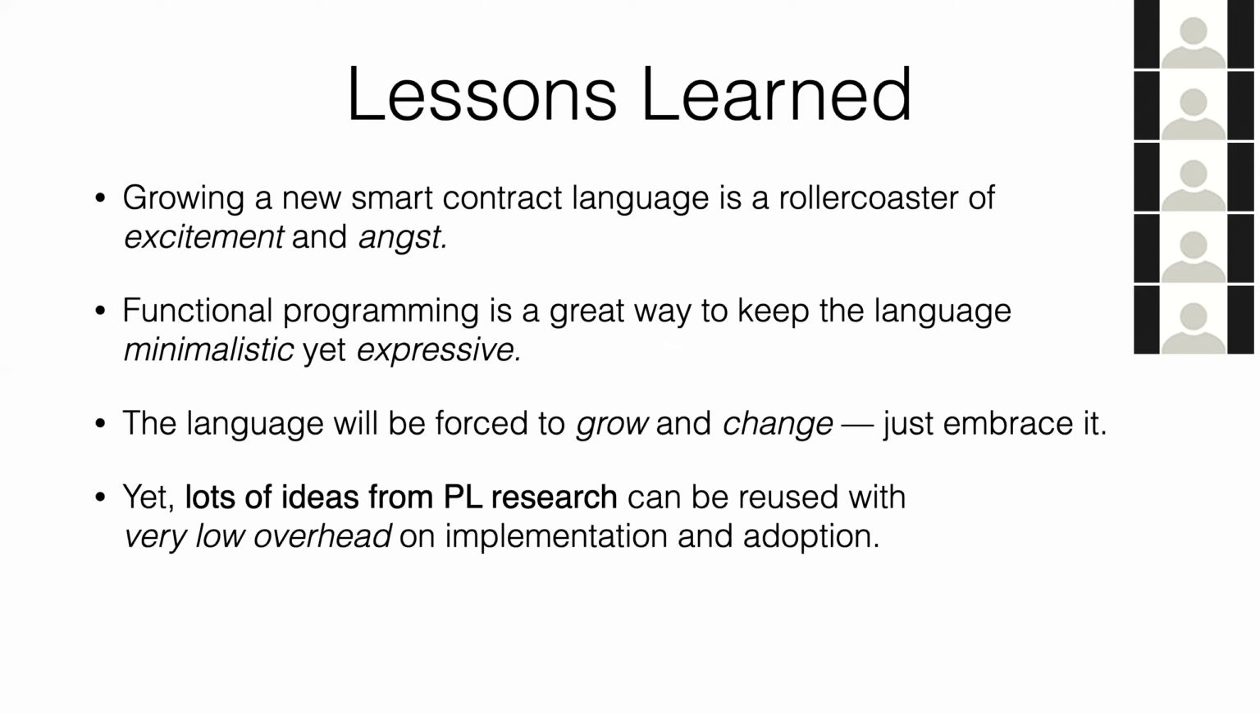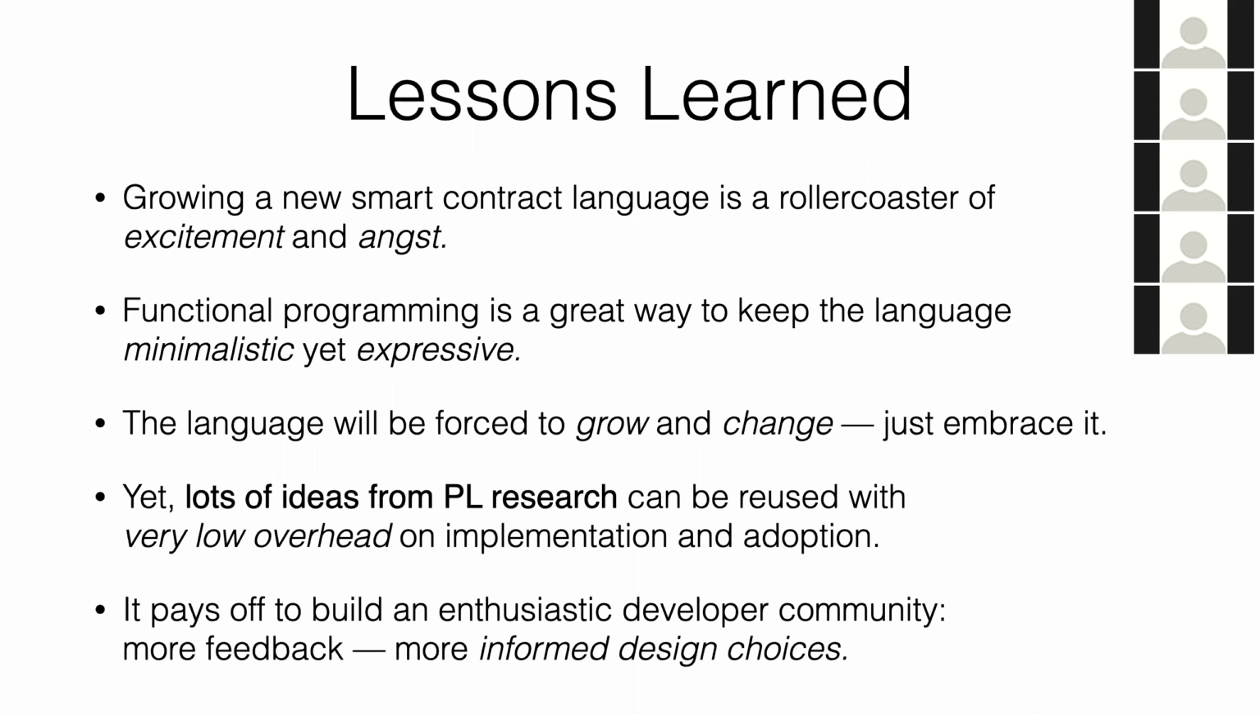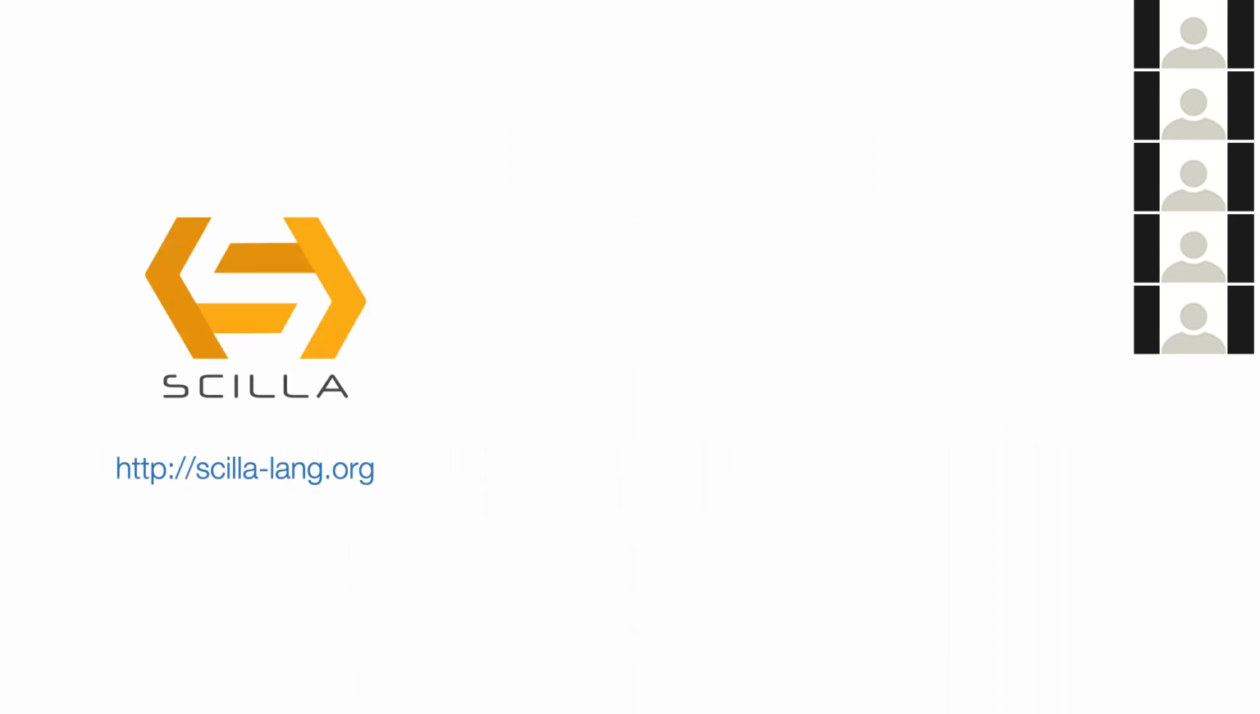And finally, there is a lot of excitement about computer science in general and how it enables cool things using deep learning and whatnot. But computer science has many cool areas, and programming language design and research is one of them. It has some really good ideas that have been around for quite a while and can be reused with a very low implementation overhead to enable safe and secure decentralized applications in the future. And it was very nice to have an enthusiastic developer community that provided feedback and allowed us to make more informed design choices.